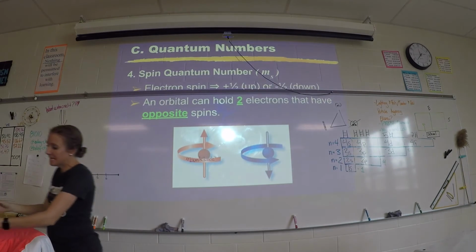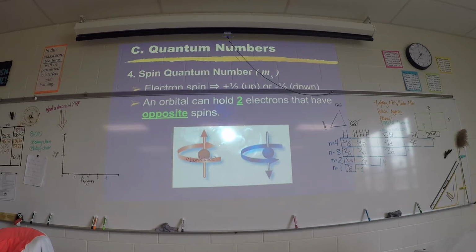Right, great question. Okay, so when we talk about the spin, you can kind of think of it like the Earth a little bit. How the Earth orbits the sun, but at the same time the Earth is also rotating. And that's how our little electrons are as well. They orbit the nucleus, but then the electrons themselves are spinning. And they always spin opposite ways.